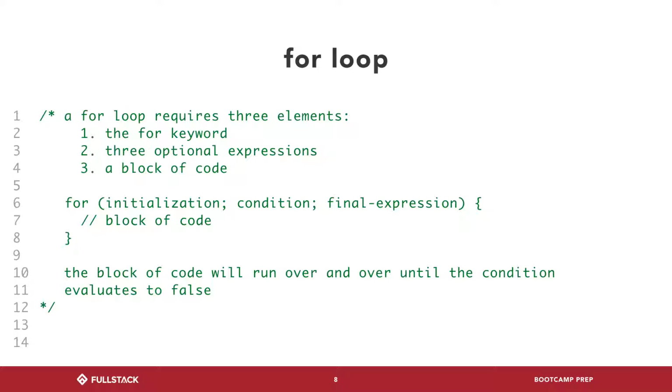The for loop also has 3 elements. We have the for keyword, right? for is also a reserved keyword. You cannot have a variable called for in JavaScript. It has 3 optional expressions. Whereas with the while loop we have 1 conditional, now in this for loop we have 3 things. We'll talk about what they are, and then we go back to our block of code, which is marked by the open curly brace and the closed curly brace.